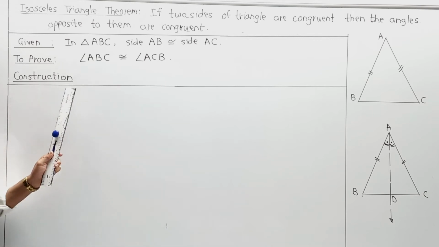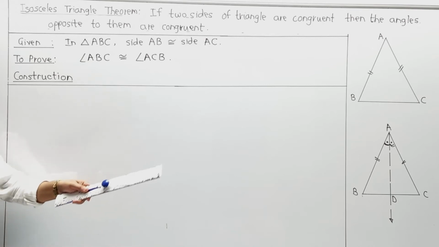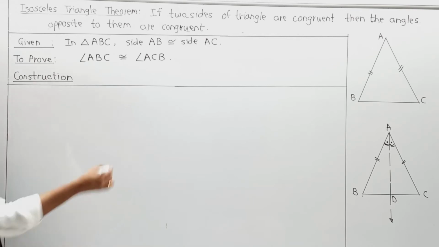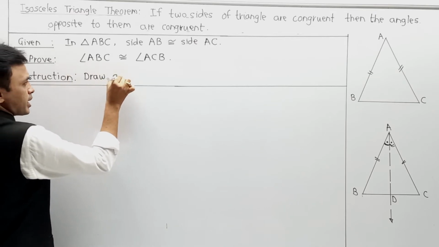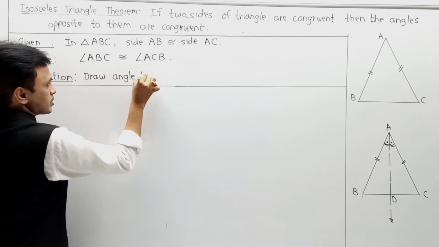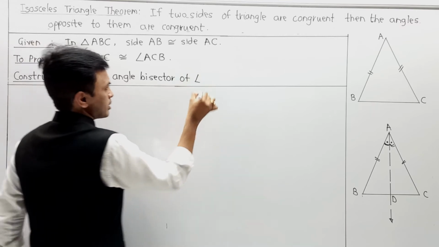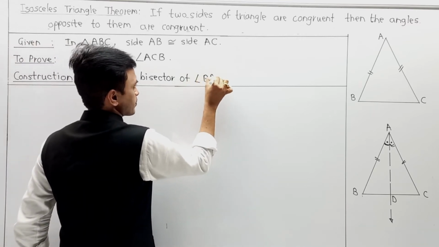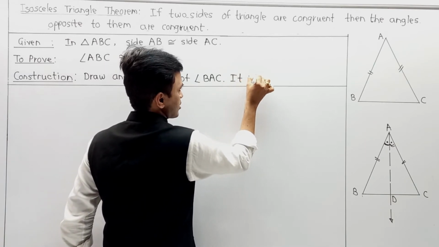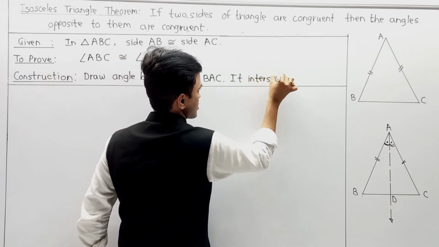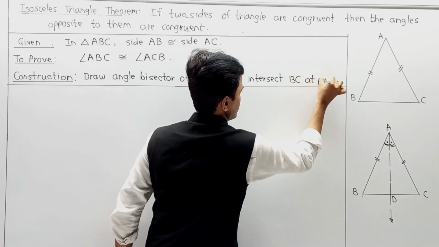Now construction. In construction we have drawn the angle bisector of angle A which intersects BC at D. So draw the angle bisector of angle BAC. It intersects BC at point D.